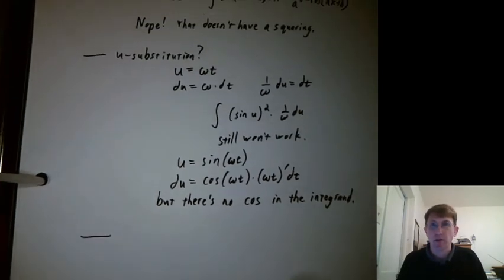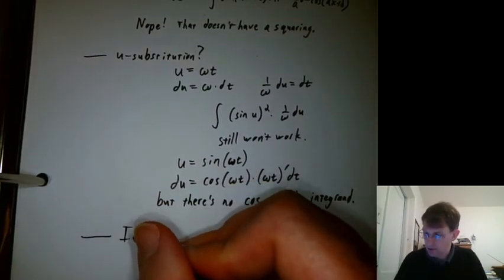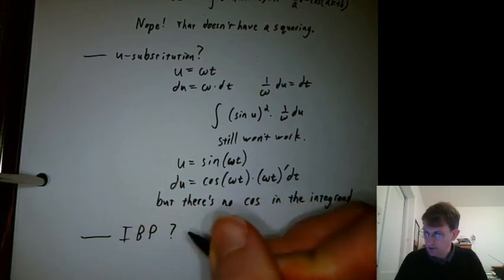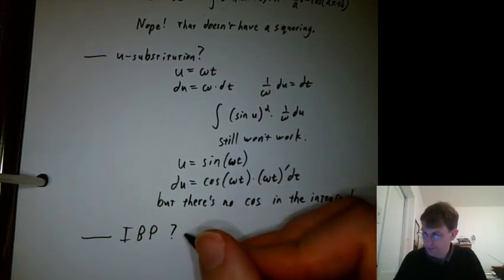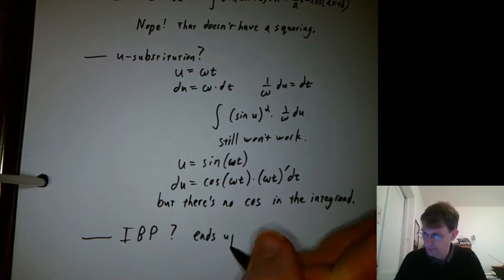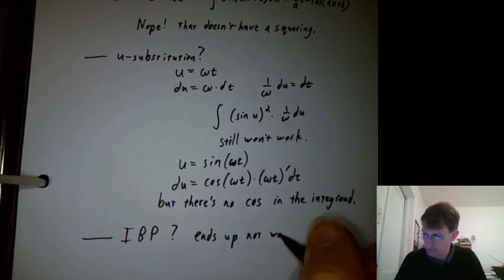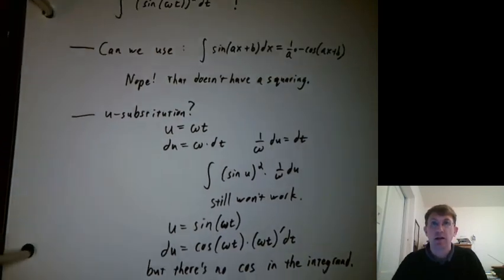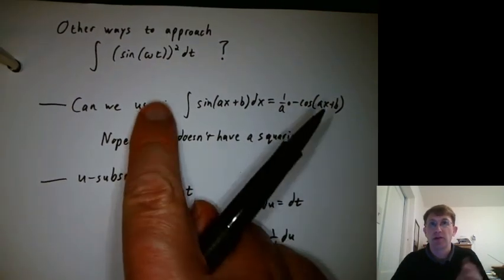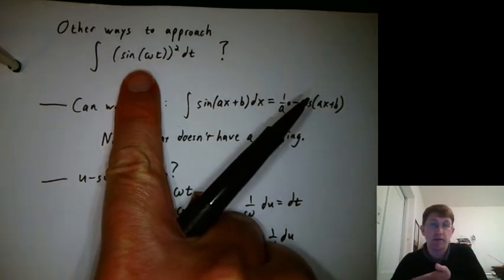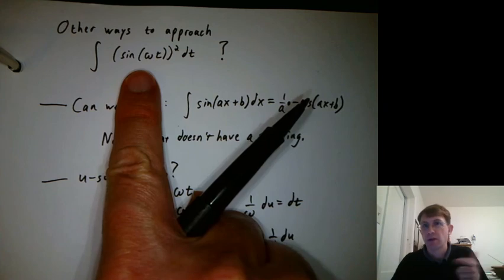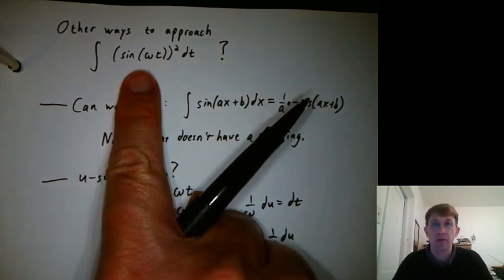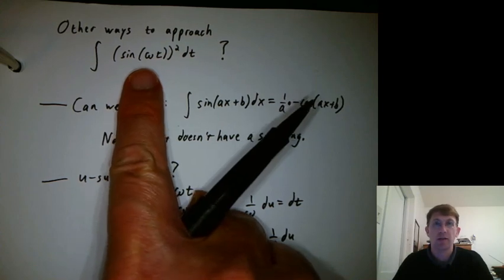What's another integration technique? Maybe integration by parts. It ends up not working. You could say I kind of have two versions of sine. This is sine omega t times sine of omega t, and then let one of them be u and the other one be dv. It just leads to a loop as far as I remember. So we really do need that trig identity that we just used.